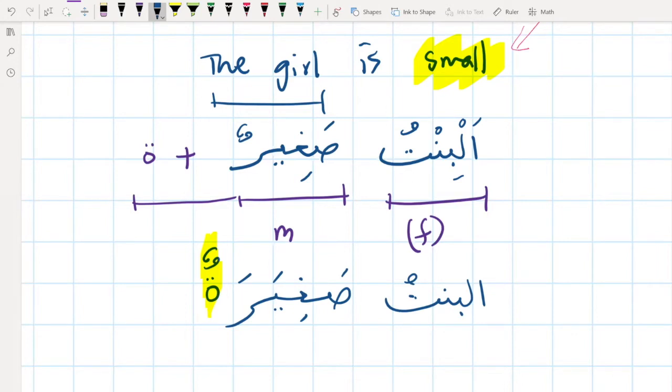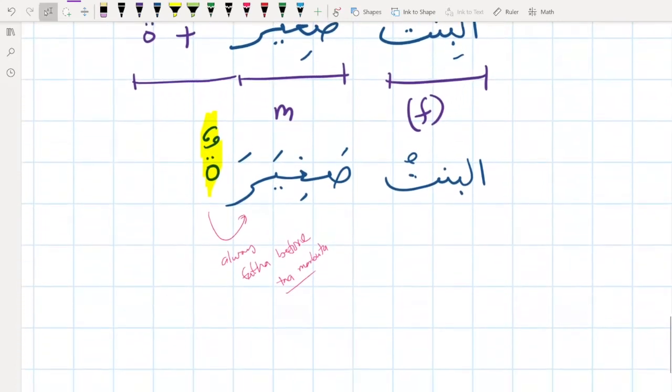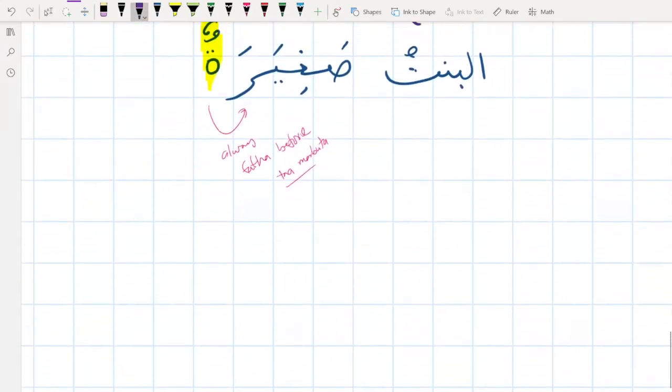It's a 100% rule. What is the rule? When you add a tamarbuta, you remove the previous haraka and just put a fatha, regardless of what it was, whether it was a dhamma, fatha or kasra. You just remove it and put fatha. So it will always be a fatha before the tamarbuta. Here is another golden rule, if you're interested. It wasn't that bad, right? So let's do a few examples.